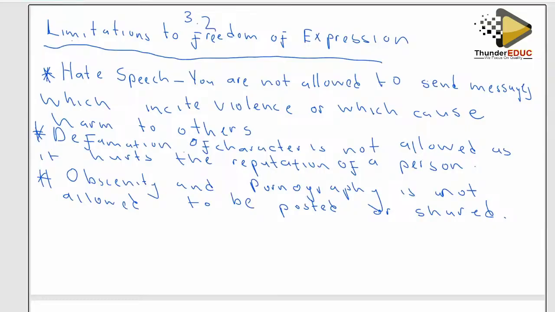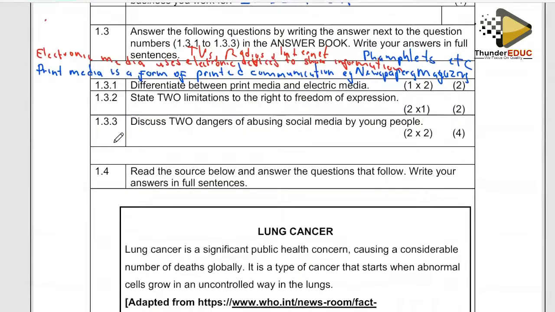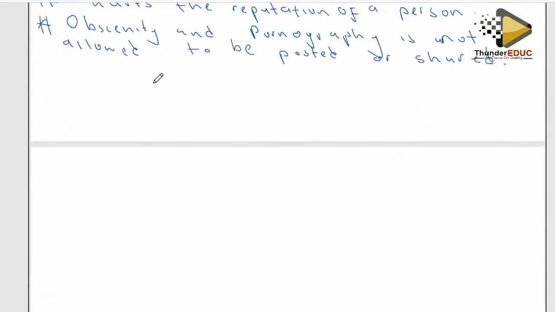Now moving on to the next question. The next question reads, discuss two dangers of abusing social media by young people. So it requires us to discuss the two dangers of abusing social media. What are the negative consequences of using social media by young people? So I'm going to move on to the whiteboard.